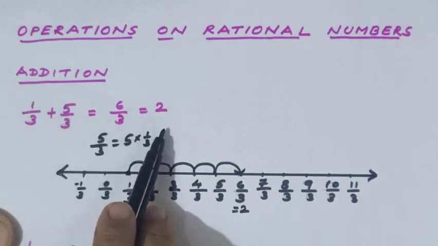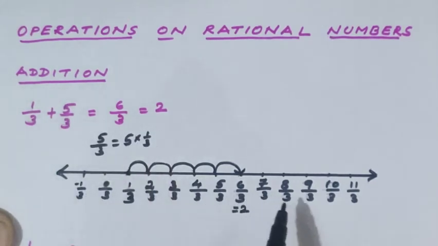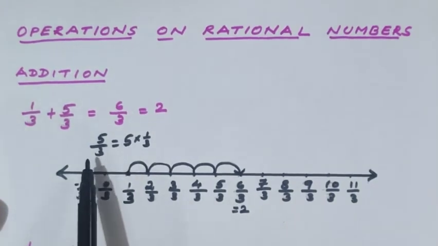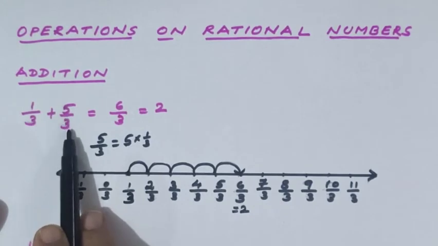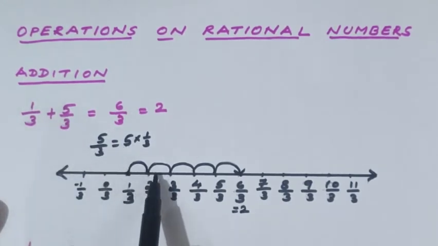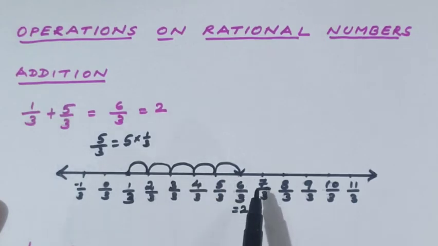By calculation method we are done, and here on the number line also we checked the value. So we got the answer, 2 only. We are adding the positive rational number 1 by 3 here with the 1 by 3. So we are moving right side of the number line. So final answer is what? 6 by 3 equal to 2.